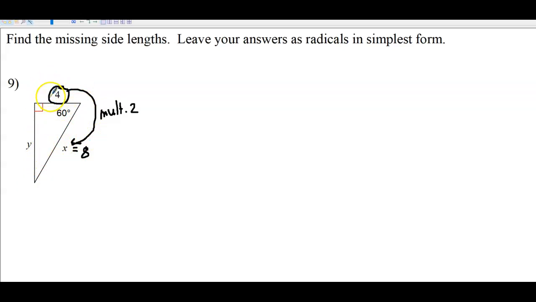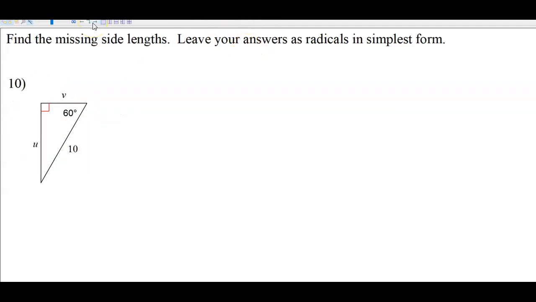What about the long leg? Well, I can get to the long leg if I just multiply my short leg by the square root of 3. So if I take 4 and I multiply it by the square root of 3, I get 4 square root 3. And that's that. So just double the short leg and multiply the short leg by square root of 3, and you've got the other two sides of that right triangle. Let's go ahead and have you guys try one like that real quick.